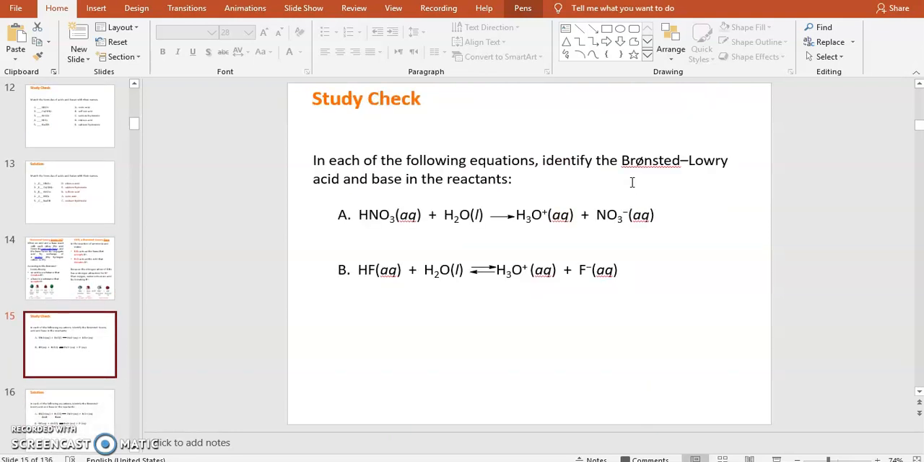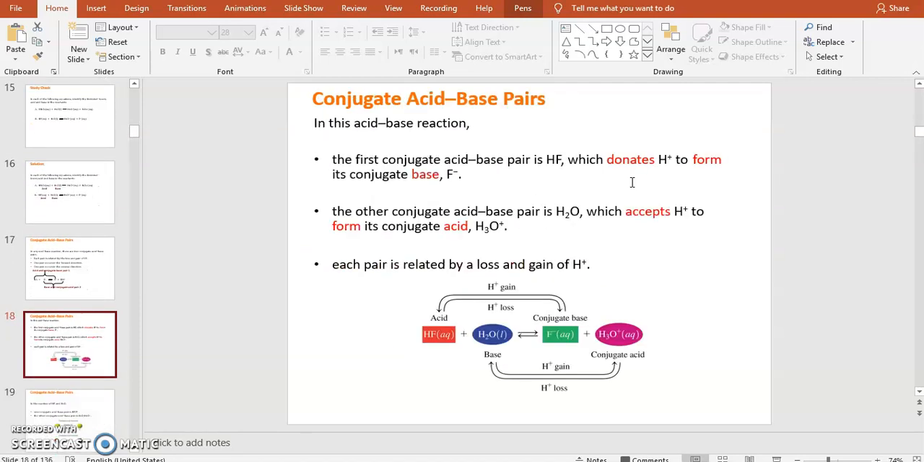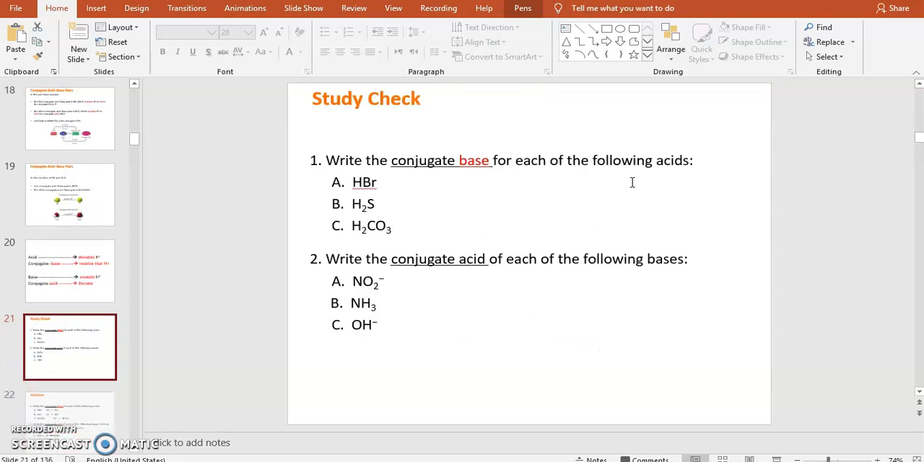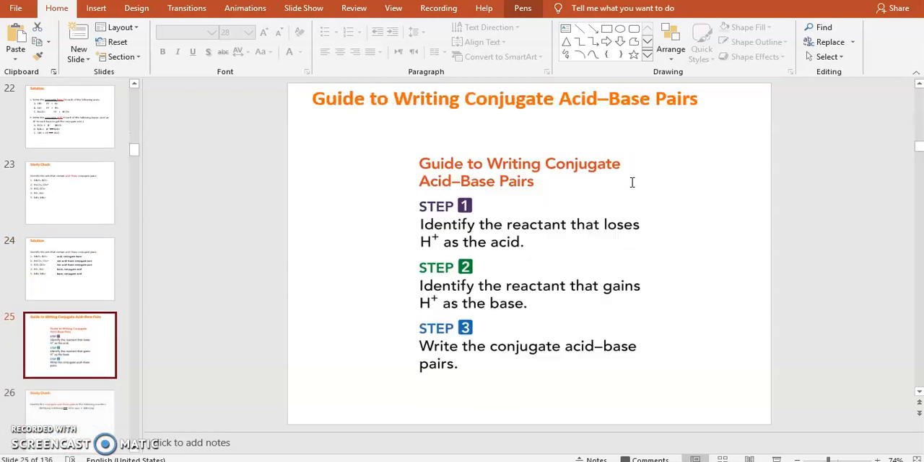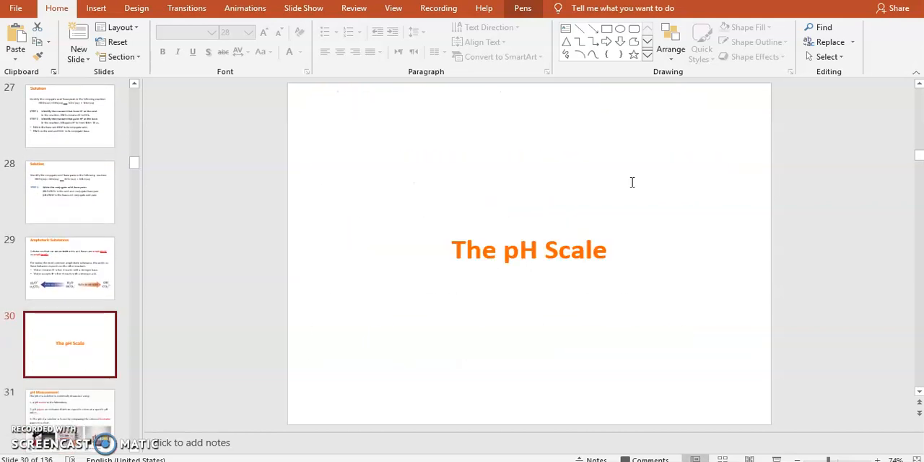In each of the following equations, did we do this? No. Identify the Bronsted-Lowry acid and base in the reaction. Yeah, we did this. Okay, and we did that. And we practiced on this.